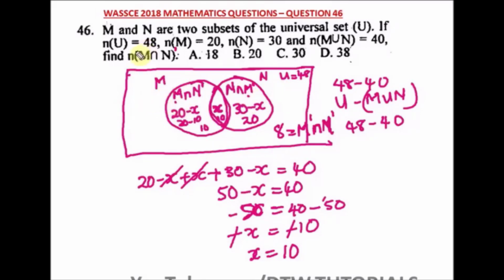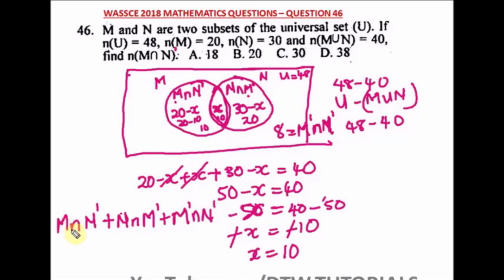Okay, that is what this particular expression means. M intersection N complement. All right, so to get this, what would that be? We are going to sum this: M intersection N complement, plus N intersection M complement, then plus this, which is M complement intersection N complement.